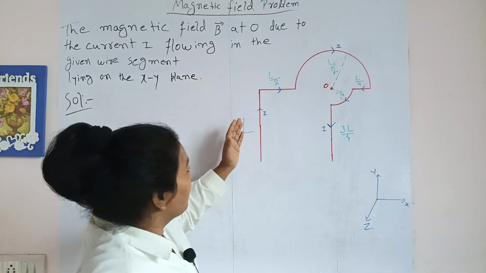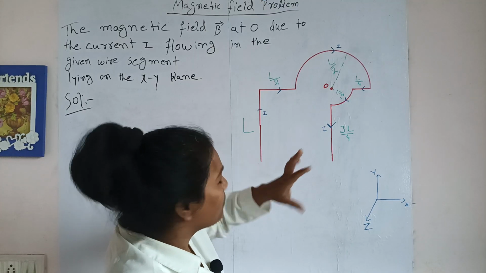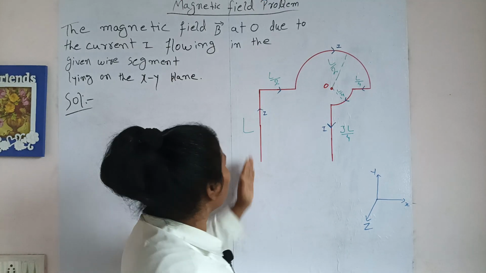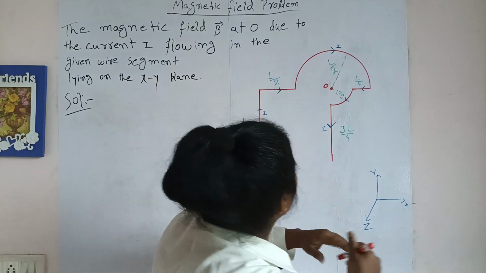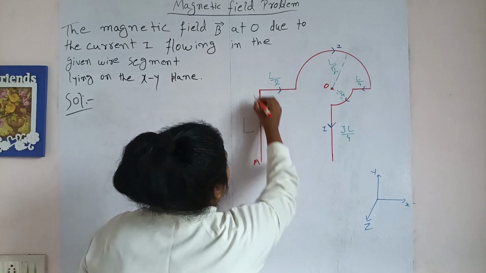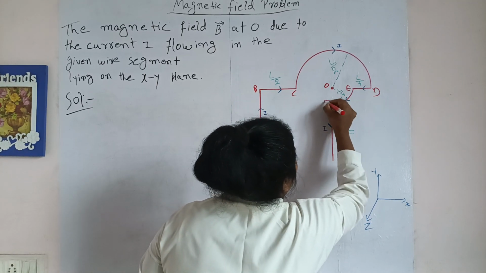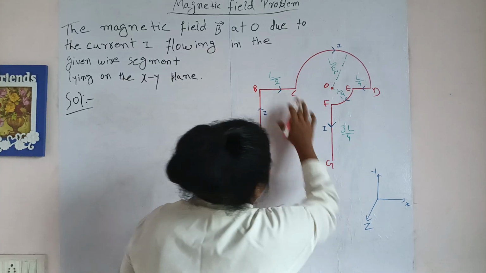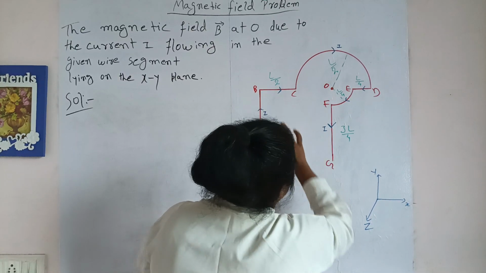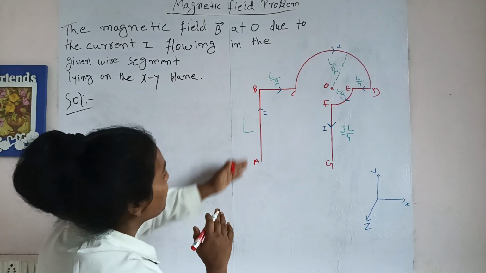Now this problem looks quite complicated, but we don't need to panic. We will solve it part-wise, taking each part at a single time. We have divided the wire into segments and given them names: A, B, C, D, E, F, G. Now we'll solve one part at a time.